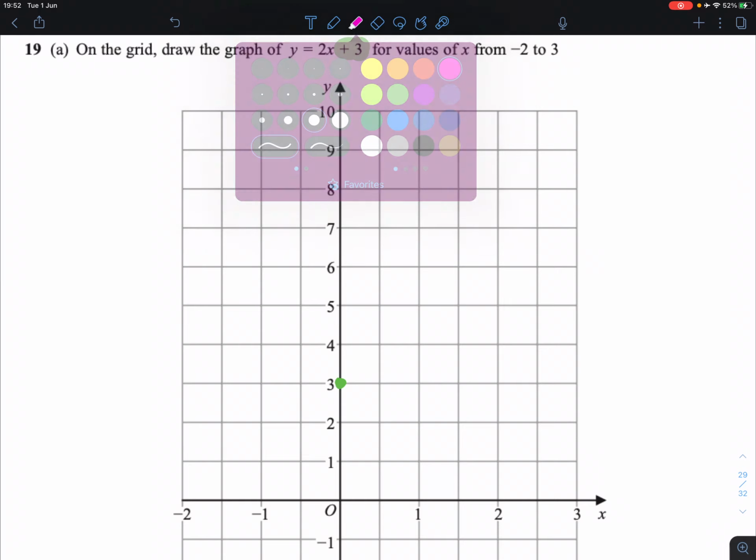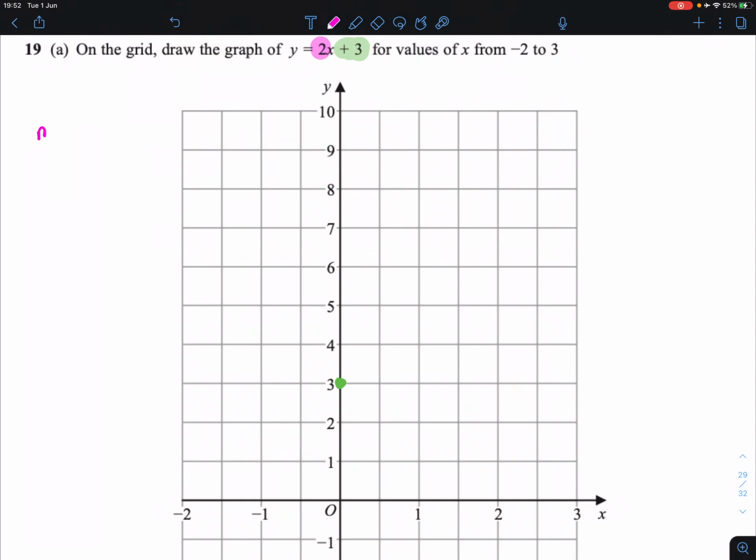Then we look at our gradient, which in this case is 2. So that means that our rise over run is 2, which is the same as 2 over 1. If you've got a whole number, then you can write it as a fraction. So that means that from this point, every 1 we go to the right, being careful to look at the scale here, 1 is technically 2 squares. Every 1 we go to the right, we're going to go up 2.